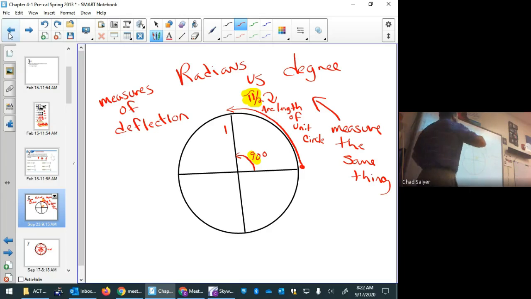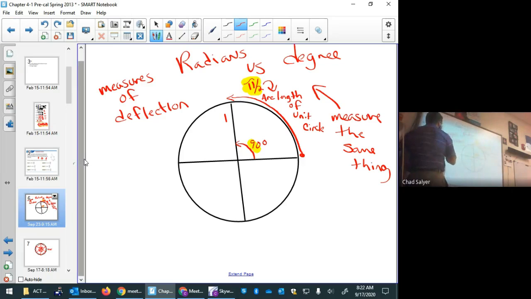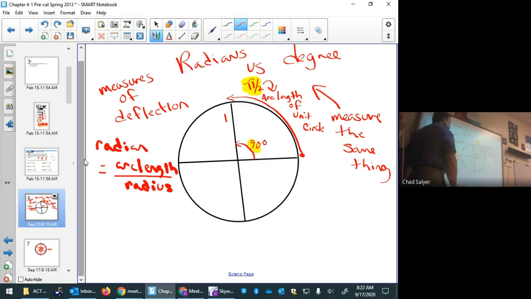So they measure the same thing, but for the radian, that is the arc length swept out divided by the radius. So arc divided by radius. And if we have a unit circle, well, the radius is 1. And so the radian is just the arc length for a unit circle.